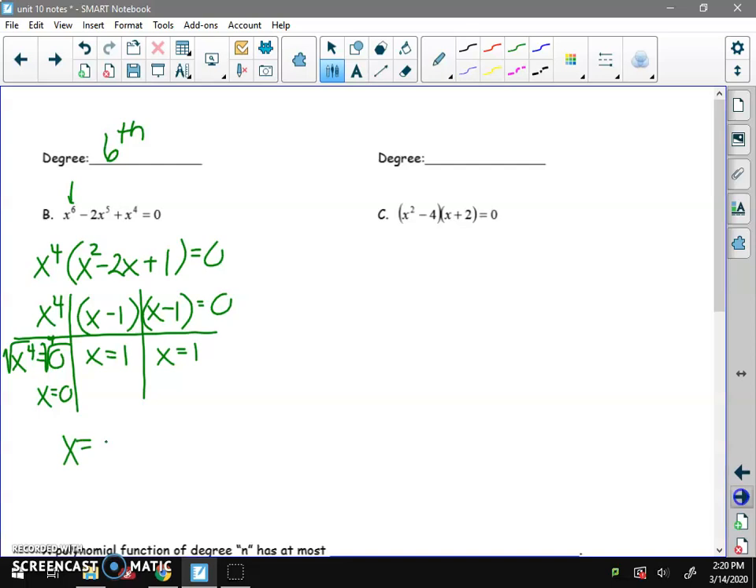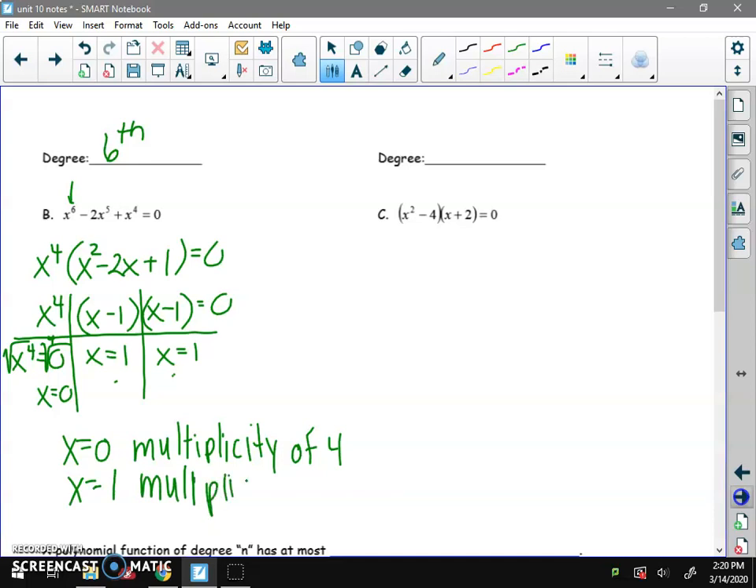So x equals 0 has a multiplicity of 4, since it was x to the fourth power. Because these two answers showed up twice, we're going to say x equals 1, and that one's going to have a multiplicity of 2, because that one showed up twice.